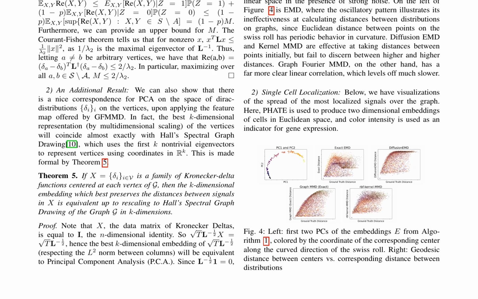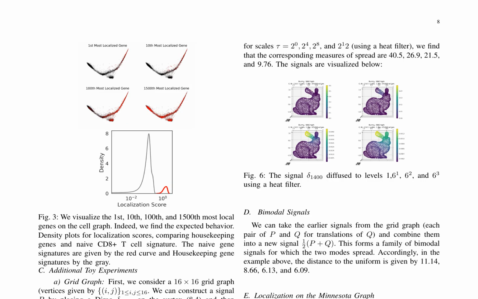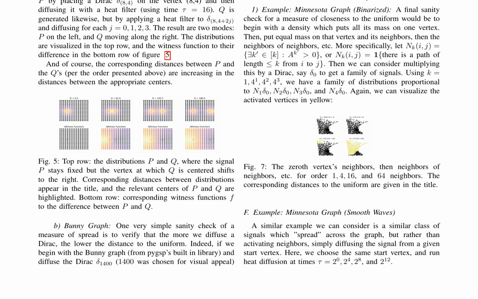The appendix also includes additional figures and experiments, including the Swiss roll experiment, which demonstrates the ability of GFMMD to capture nonlinear directions in a linear space in the presence of strong noise. The experiment shows that GFMMD has a clear linear correlation between distances, whereas other methods such as EMD and kernel MMD failed to discern between higher and higher distances. The single-cell localization experiment visualizes the spread of the most localized signals over the graph, using PHATE to produce two-dimensional embeddings of cells in Euclidean space.